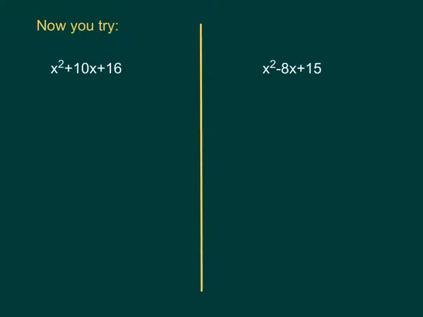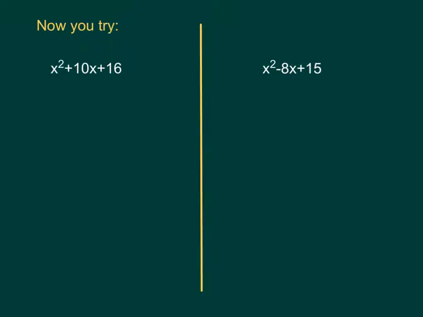Now it's time for you to try. Completely factor each of these trinomials after pausing the video and then check your work. Do you need a hint? Remember that in each of these trinomials you're trying to come up with the two numbers that are going to multiply to the constant term and add up to the coefficient of the middle term.